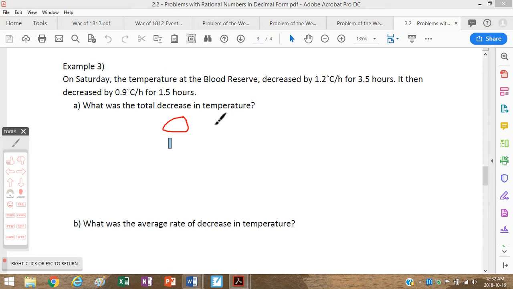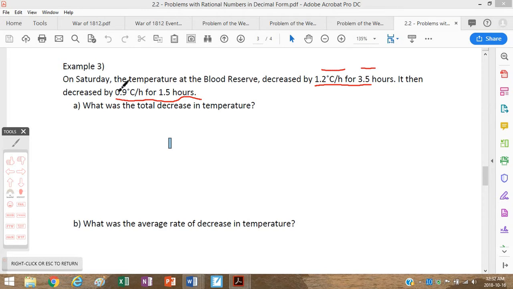Problem: the temperature at the blood reserve decreased by 1.2 degrees Celsius per hour for 3.5 hours. It then decreased by 0.9 degrees Celsius per hour for 1.5 hours. What was the total decrease in temperature? So in this case, we've got it dropping by this much for this amount of time, and then it changes to this and this amount of time.